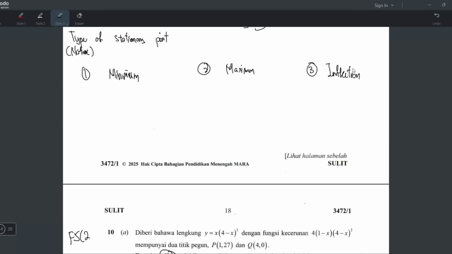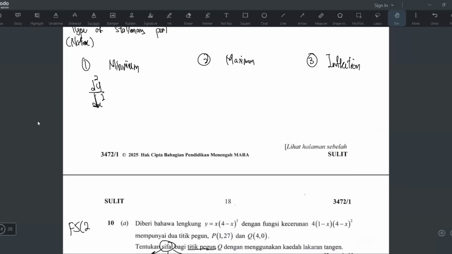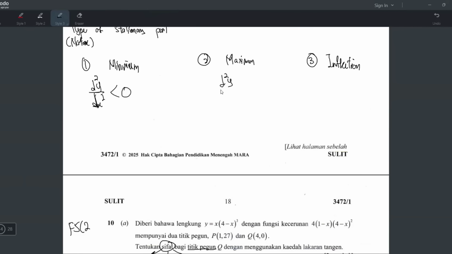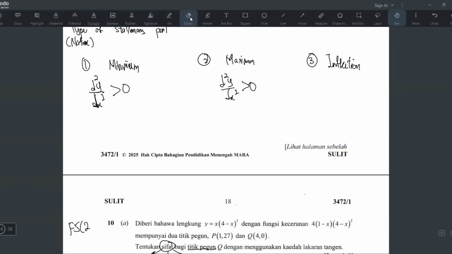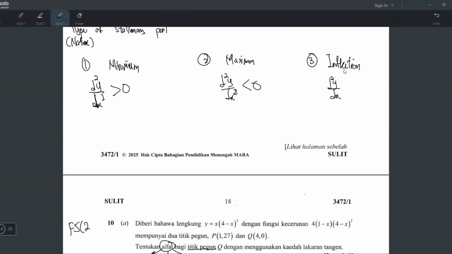Okay, and what is the normal way to know whether it's minimum, maximum, or inflection? You do the second derivative, d2y over dx2. Yeah, d2y dx2 is the second derivative. You differentiate 2 kali lah. And if you differentiate 2 kali, kalau smaller 0, that means it's minimum. But if d2y dx2 is bigger 0, then it's max. Terbalik, silap, silap. Ni smaller 0, kalau smaller 0 baru maximum. But if your d2y dx2 is equal 0, then it's inflection point.